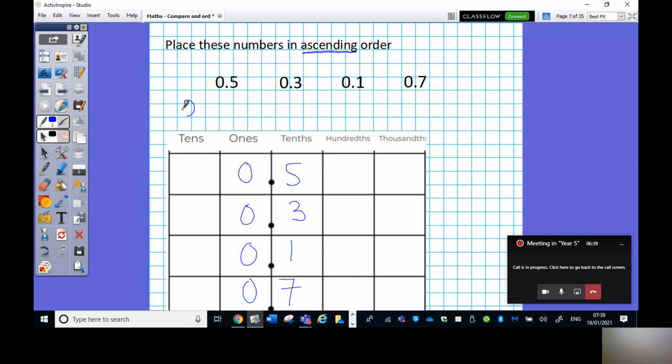Yep, 0.1. Good job. Right, shout it out now. The next one. Good, 0.3. Excellent. And the next one? 0.5. You're on a roll now. Last one, 0.7. Excellent. So the numbers are now going in ascending order. Fantastic.